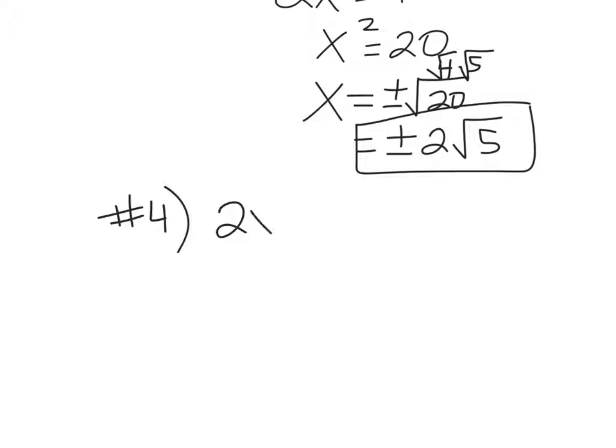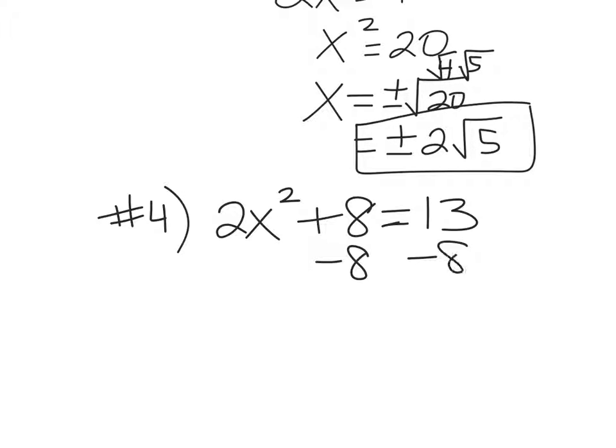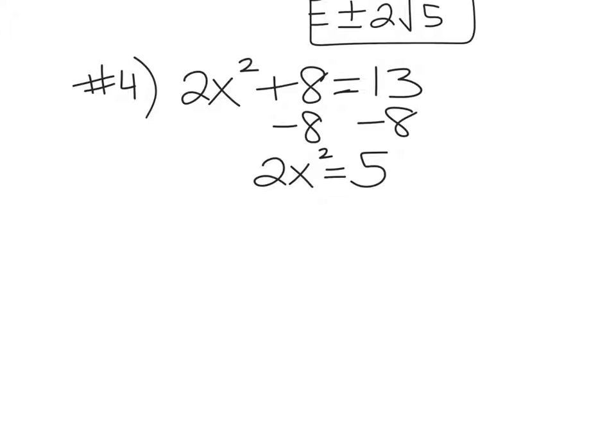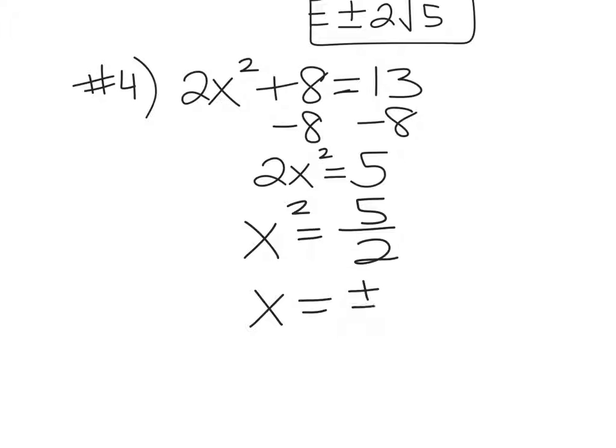All right, suppose you have 2x squared plus 8 equals 13. Okay? Start by subtracting 8. So 2x squared equals 5. Divide by 2. Do not write that as a decimal. Okay, you can't have fractions or decimals inside of radicals. It's not allowed. So then we get x equals plus or minus the square root of 5 halves. Okay, and that's not allowed. We're not allowed to do that.